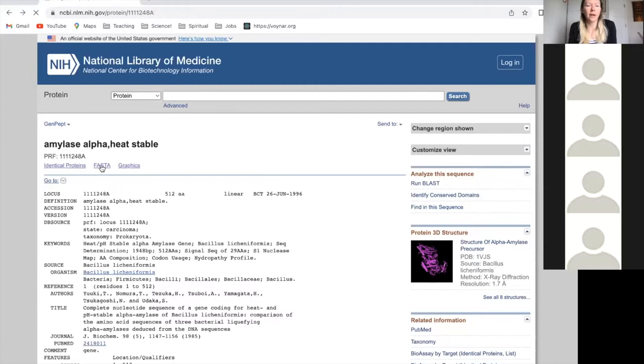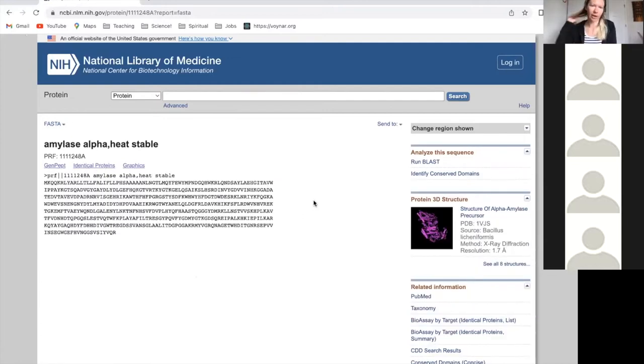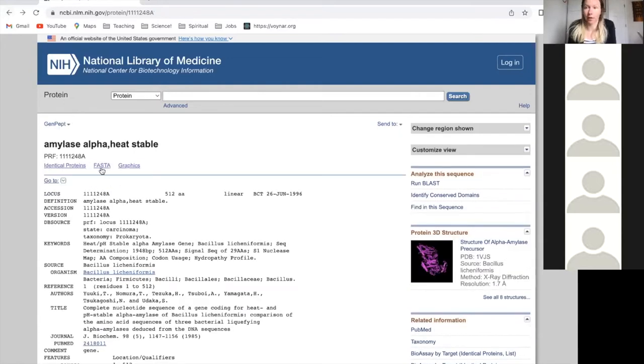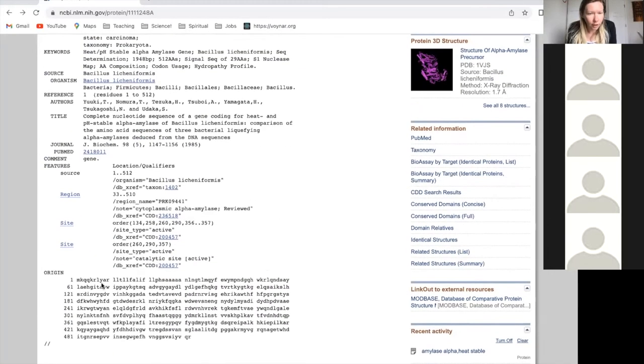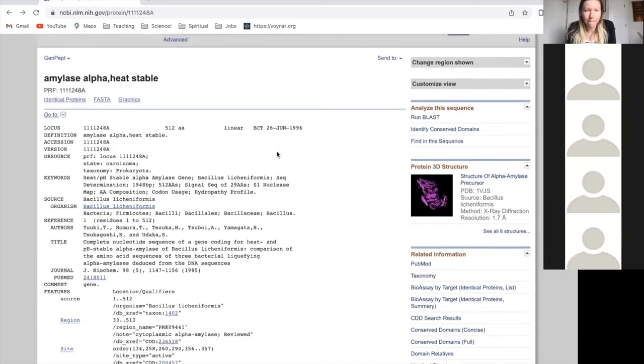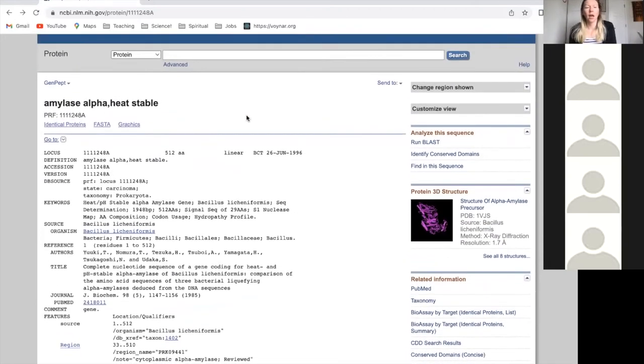Not necessarily. I think they change the question around a little bit, but if they ask you a question about the amino acid sequence, just know that you click on that FASTA link to find it. They might ask what are the first three amino acids in the sequence, or what's the first amino acid in the sequence. If you're already at this site and you want to know the amino acids of this protein, you click on FASTA.